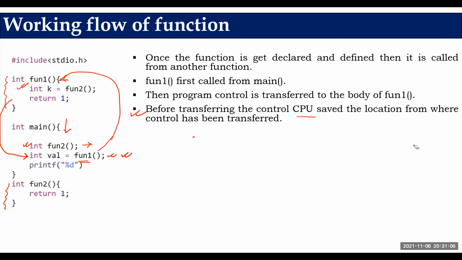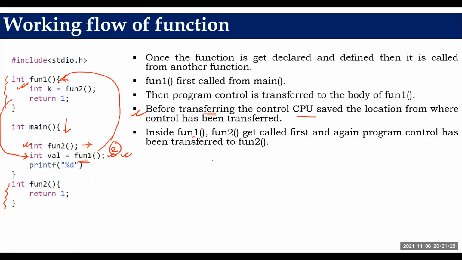So that's why this line is very, very important. Whatever I have told you: before transferring the control, the CPU will save the location. Here the CPU is moving from line number 2 of the main method to the body of fun1. It will be saved, so once this body gets executed, it will come back to the same line. Let's see the next point.